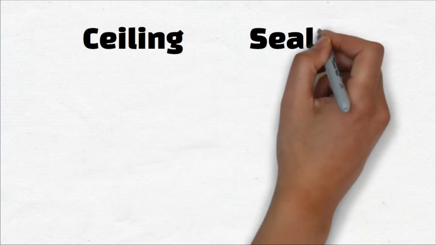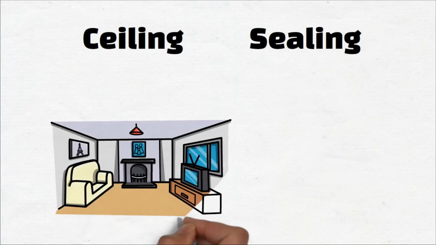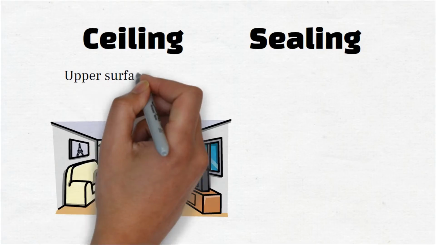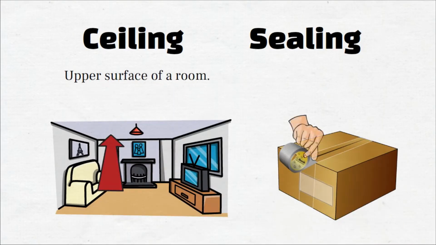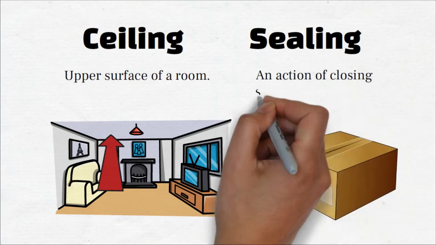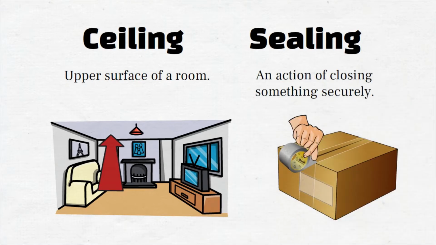Ceiling. The first is an upper surface of a room. The second is an action of closing something securely.